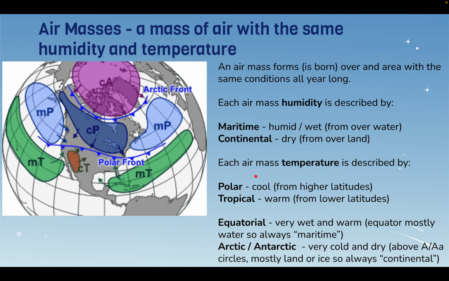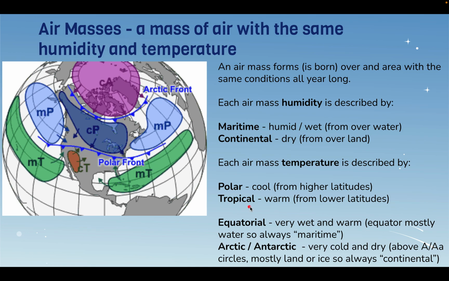The second part that we use to describe air masses is temperature. For temperature, we describe the air mass as either polar or tropical. Polar, as you probably know by this point, means cold. These air masses form at higher latitudes. So basically, if the air mass is forming near the North Pole or near the South Pole, we would call that a polar air mass.